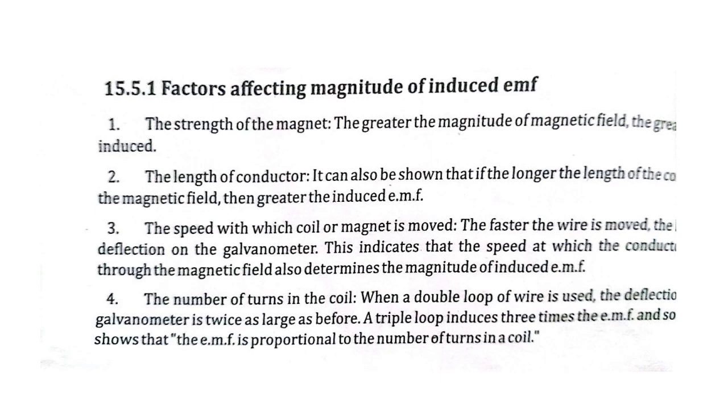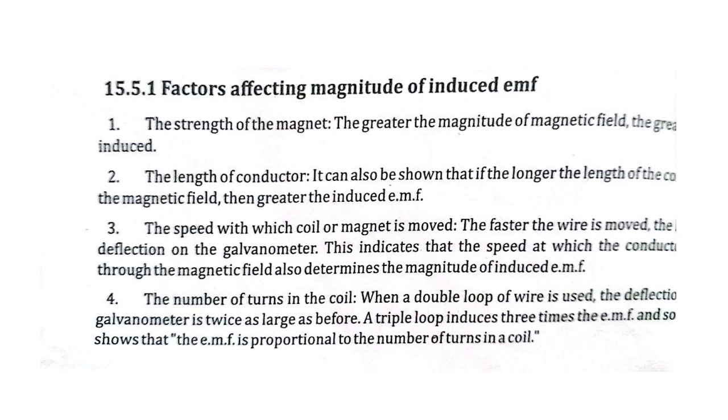The second very important factor is the length of the conductor. It can also be shown that the longer the length of the conductor in the magnetic field, the greater the induced EMF will be. The third factor is the speed with which the coil or magnet is moving. The faster the wire is moved, the faster the deflection on the galvanometer will be. This indicates that the speed at which the conductor moves through the magnetic field also determines the magnitude of the induced EMF.